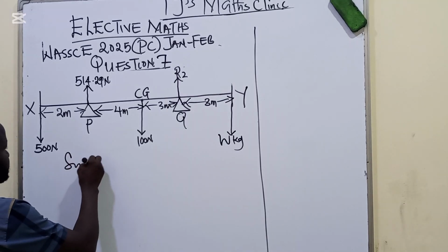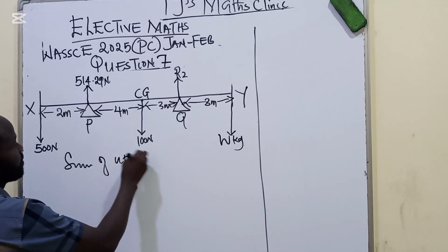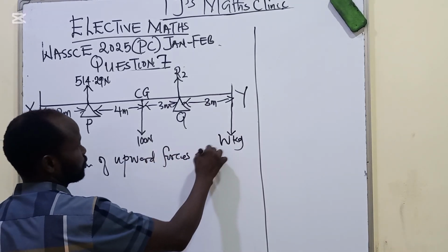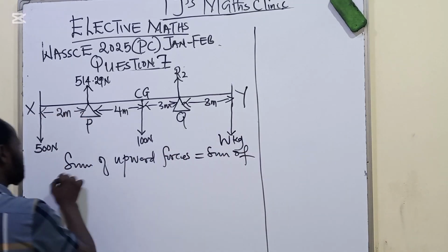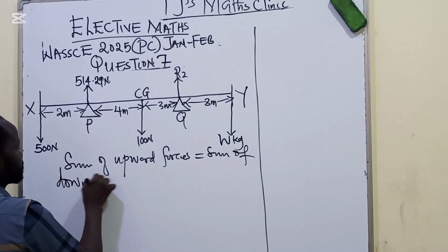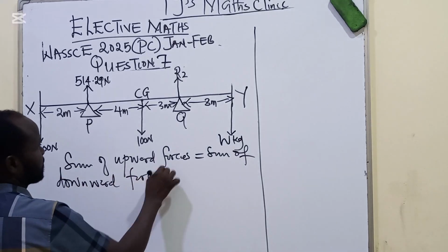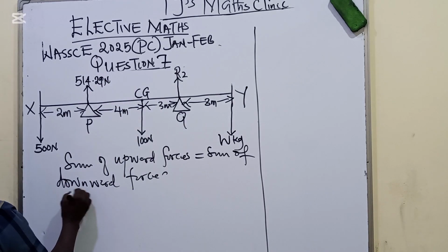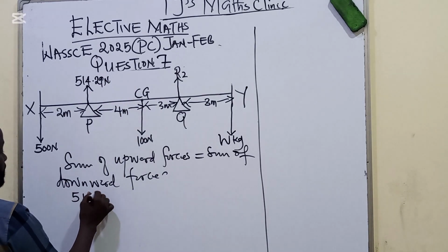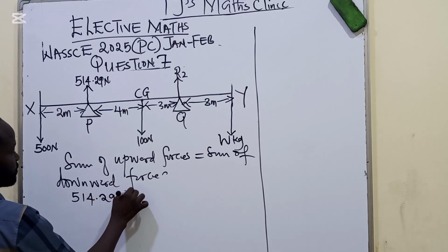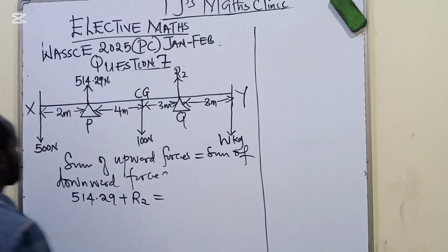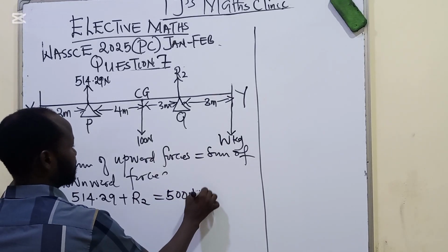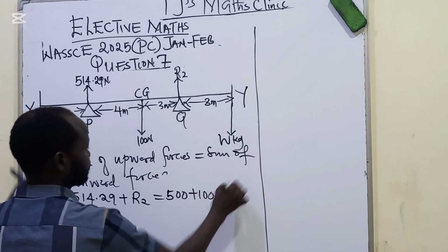is equal to sum of what? Sum of downward forces. So it means let's sum the upward forces. That will be 514.29 plus the reaction R2 will be equal to, we sum the downward forces. That will be 500 plus 100 Newton plus W.